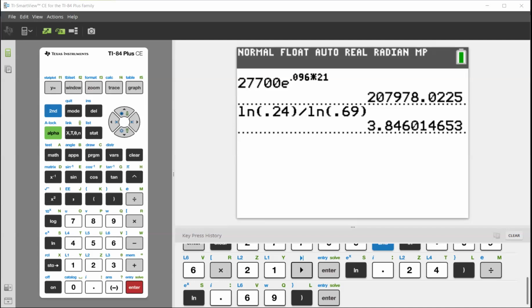Question number 17. Identifying the characteristic of a log function. Complete the table below for the log function f of x equals.